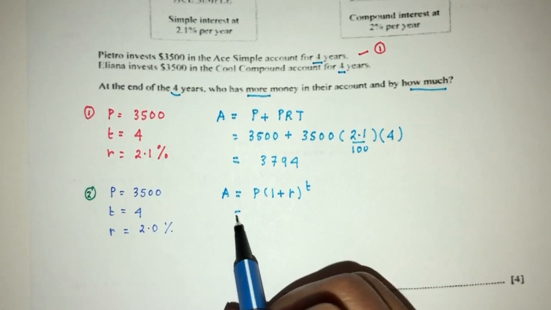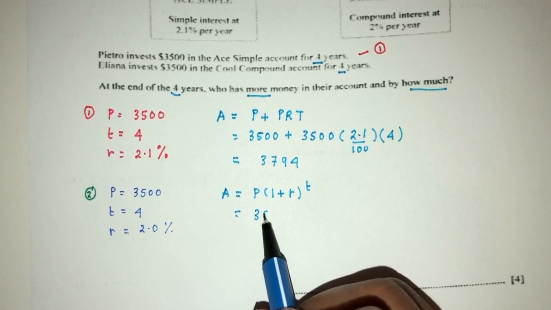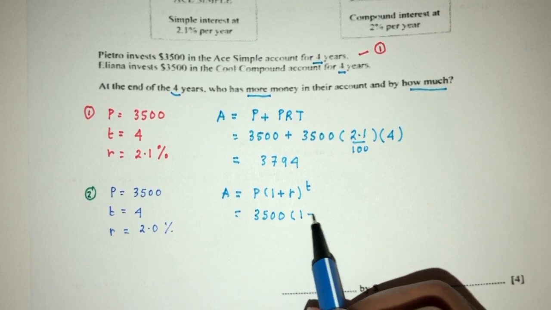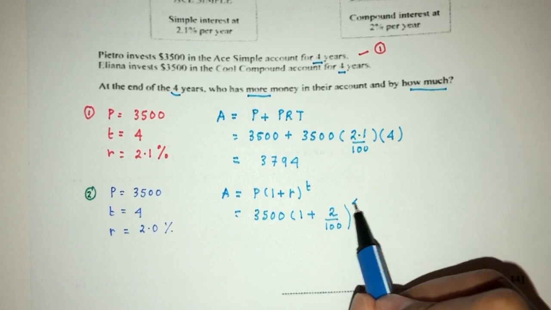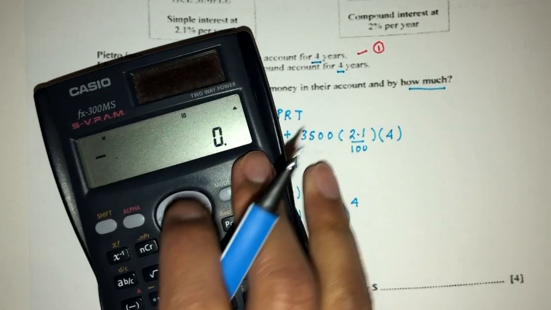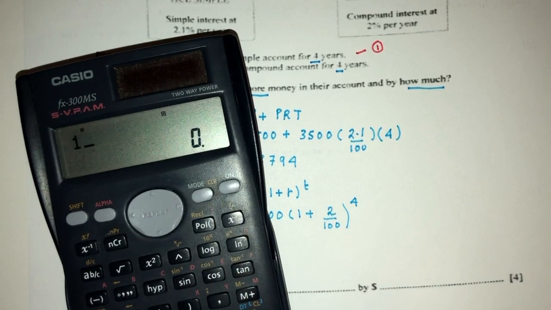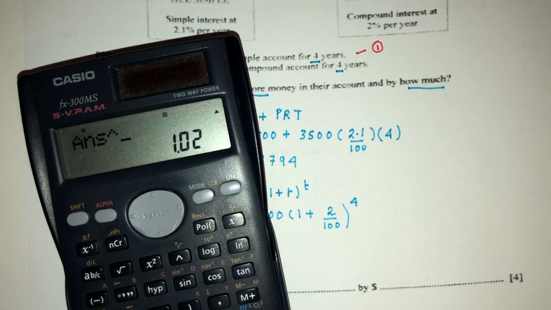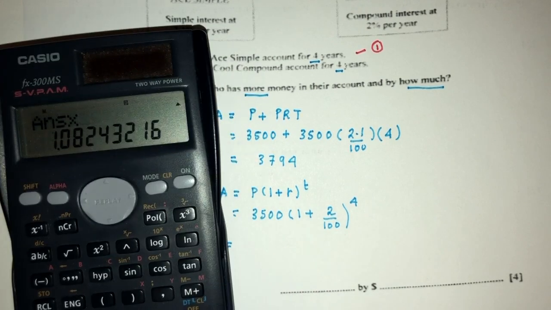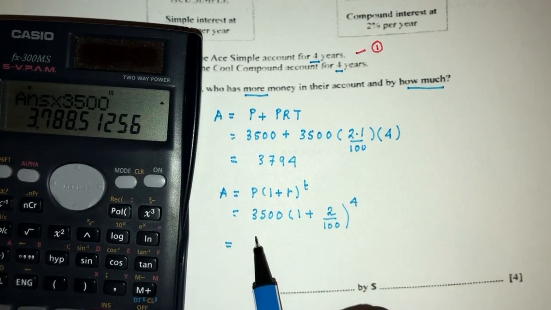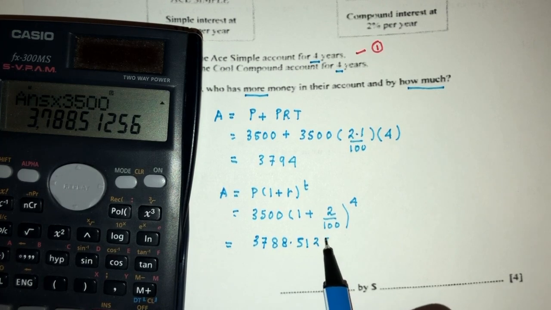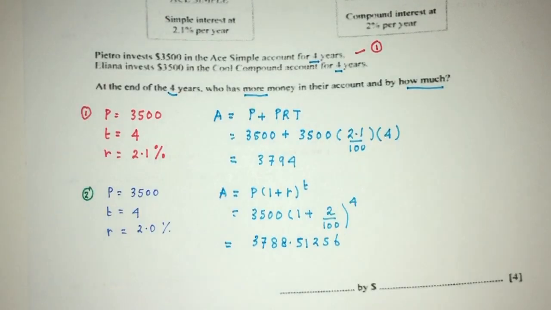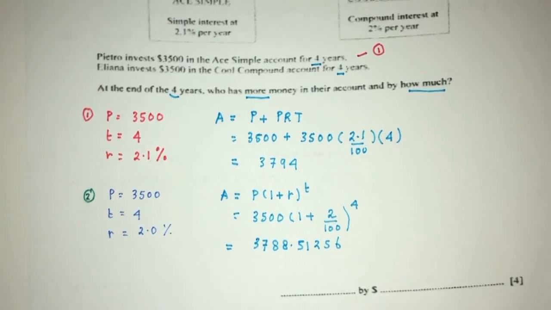So P is given by the investment, 3500, times 1 plus the rate, which is 2%, with the time taken being 4 years. Obviously, we have to begin from the inside out, so 1 plus 2% to the power 4, times the value of 3500. That will be 3788.51256.